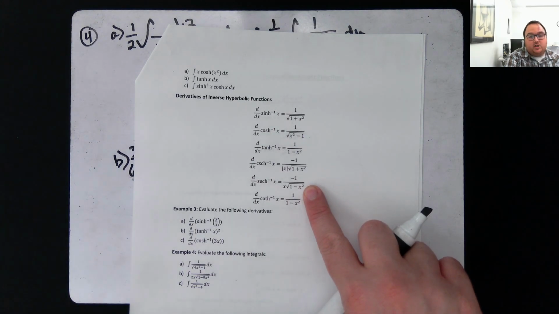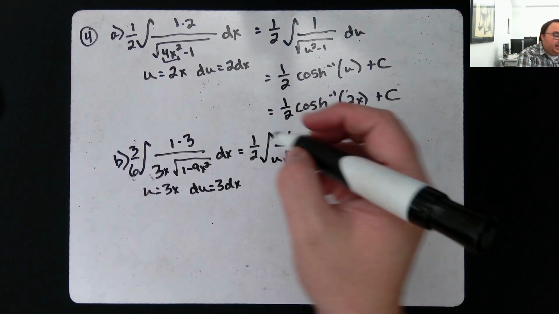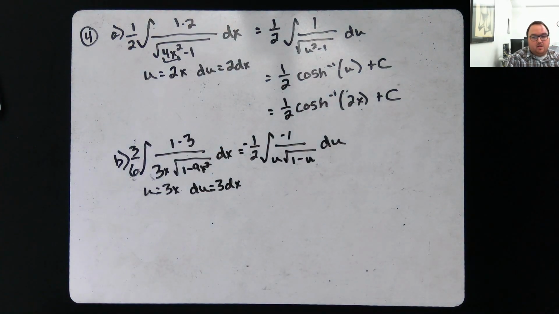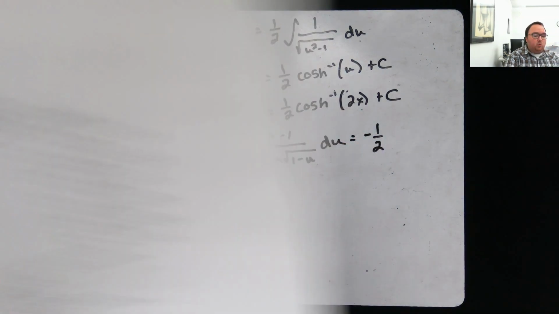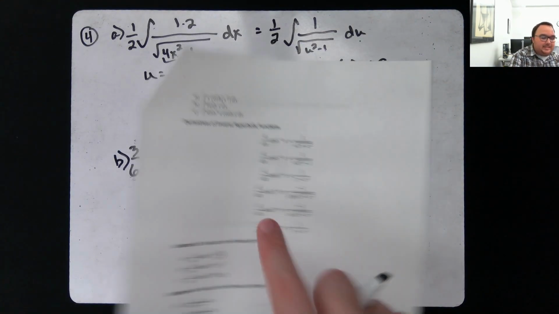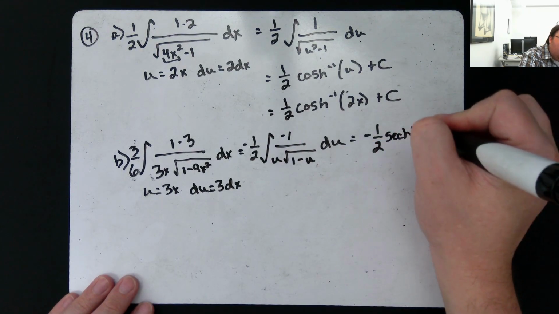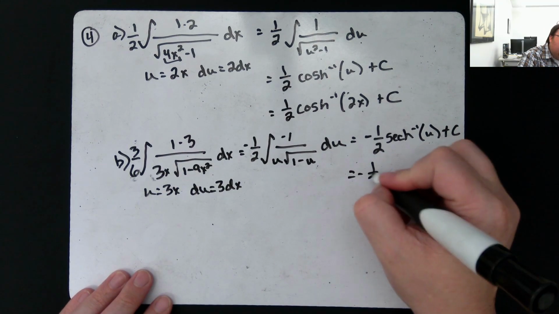Oh, not quite actually, because this actually has a minus sign. In order to have a minus sign up top, I need one in front too. So this is going to become negative 1/2. That rule is inverse hyperbolic secant of u plus c, and my u is 3x plus c.